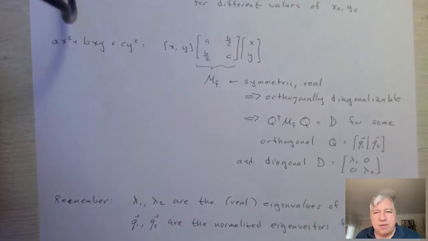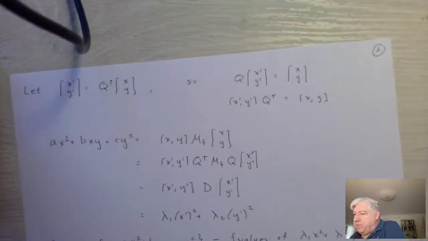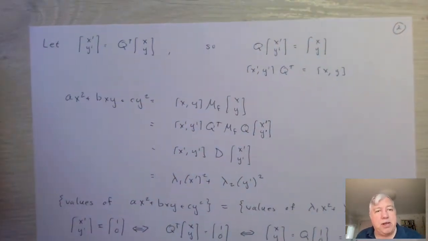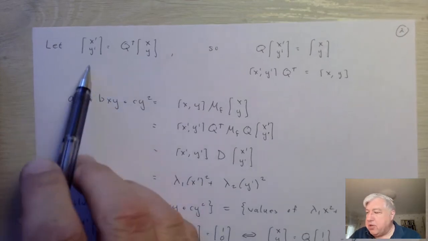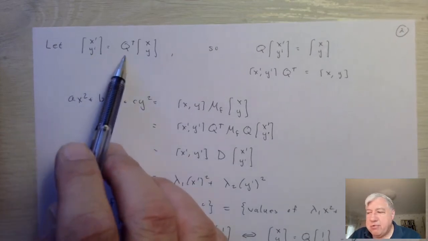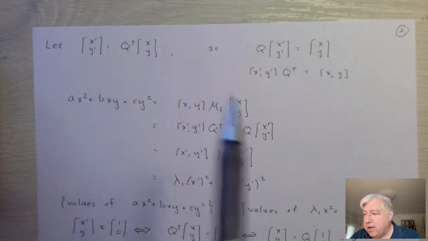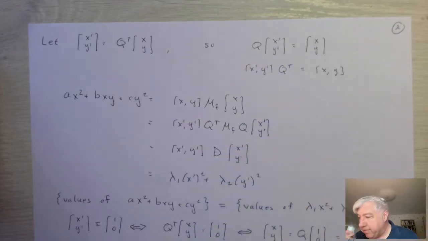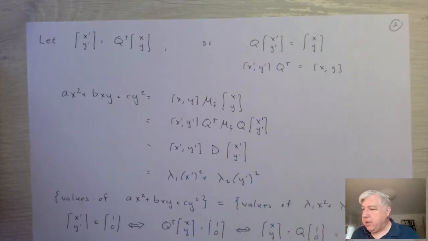But now something very nice happens. If we make a little change of variables in this binary quadratic form, it gets even nicer. In fact, we can eliminate the xy term. We define new variables x prime, y prime to be Q transpose, or Q inverse, times xy. That is the same thing as saying that Q times x prime, y prime is equal to xy. And we can rewrite this in terms of the entries of Q.